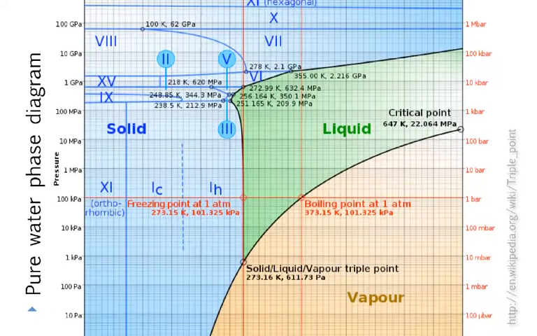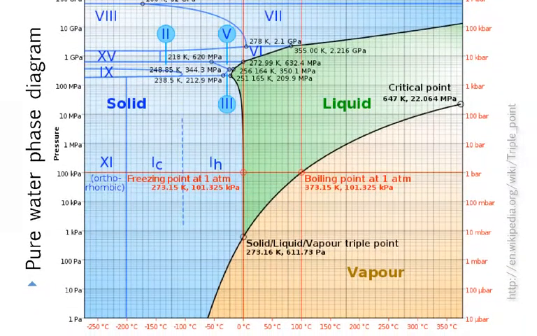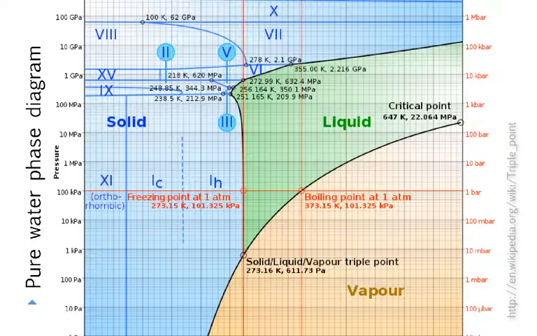Here is a more complex phase diagram for water. The solid water ice can actually form different arrays in 3 dimensions, which is what all of these Roman numerals indicate. But again, you can see the critical point and the triple point there.